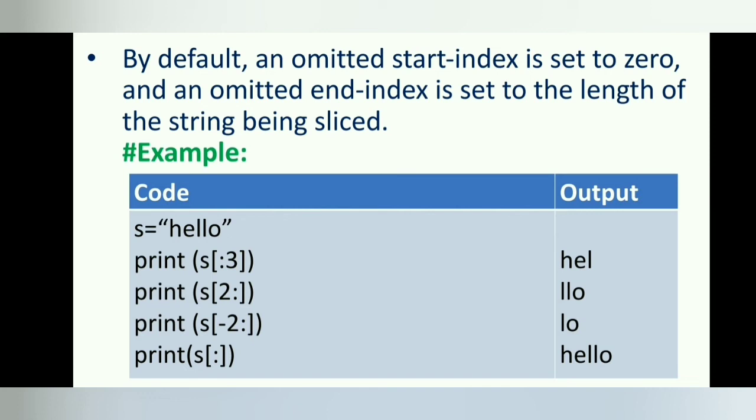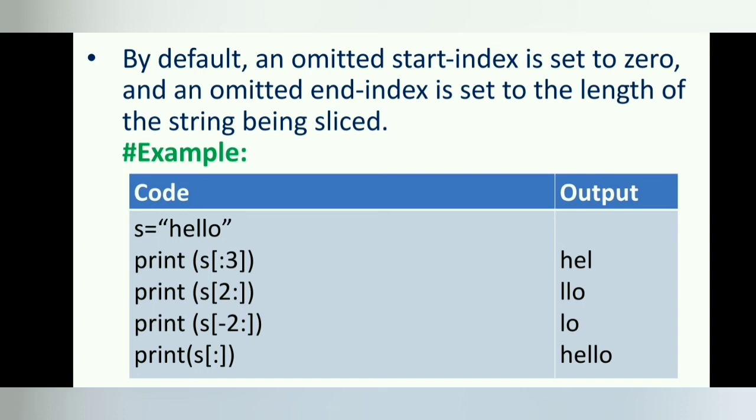Similarly, the second print statement, print s sub 2 colon, will display all the characters from position 2 to 5. Here the omitted end index is set to the length of the string, that is 5. Since 5 is not included, it will display all the characters from position 2 to 4. Hence the output will be LLO.